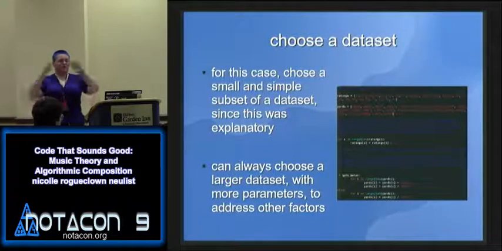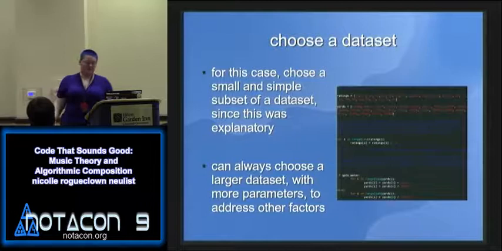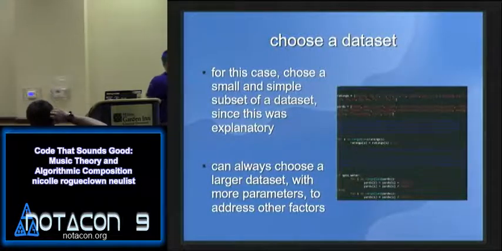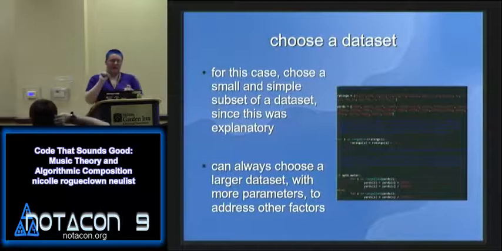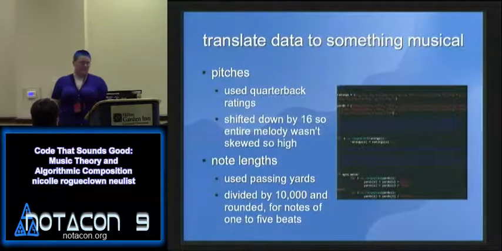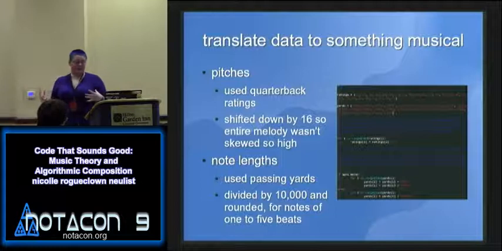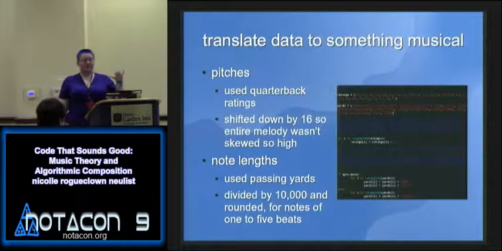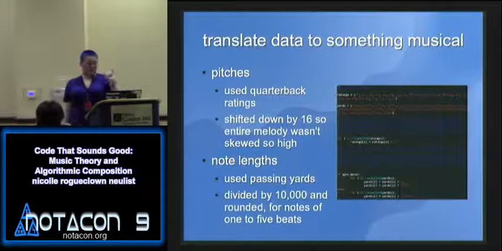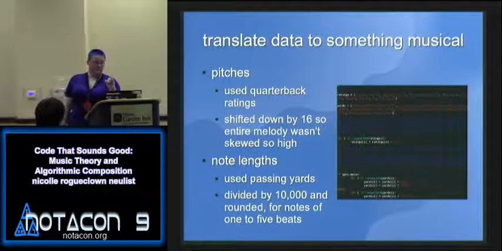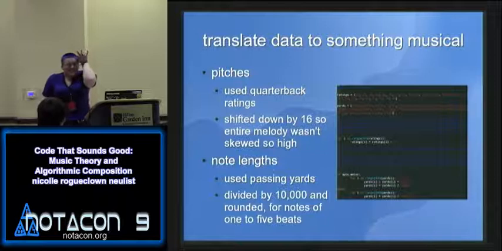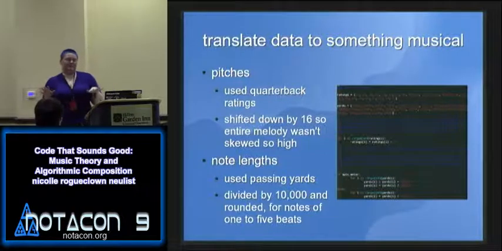And once you know the ideas, you can choose a larger data set with more parameters to change more factors. I took it down to just the quarterback ratings and the yards because I wanted to do the duration of the note and the pitch of the note. The way I normalized the data to put it into a range that would make sense for MIDI, I used the quarterback ratings for pitches, rounded them to integers, and then shifted them down by 16, because even though the original range of ratings, which was 79 to 97, those are all totally valid MIDI codes, the notes would be way up here, and that would get really boring and really squeaky. So I brought it down a little bit.